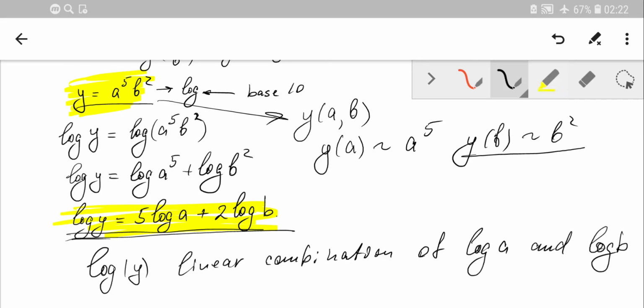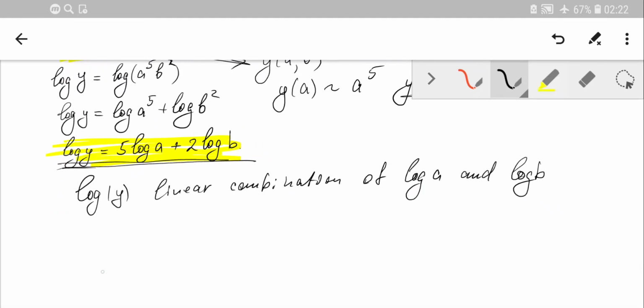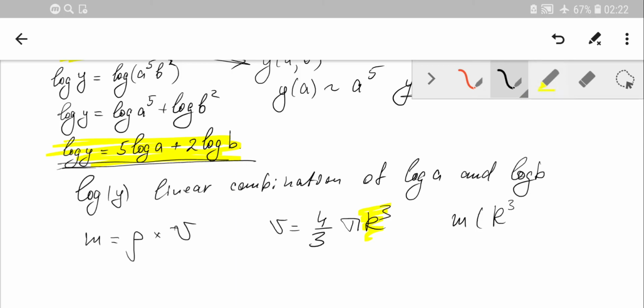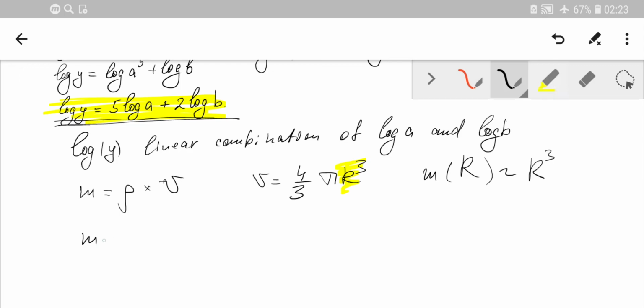Okay, so a more real example. Let's say we know that your mass, according to the formula, is just simply density multiplied by the volume. And for a spherical object, like a sphere, we know that volume is 4/3 pi r cubed. All right, so what we can do here, instead of exploring mass from r as cubic dependency, we better use logarithm on both sides. Okay, let's see how it works.